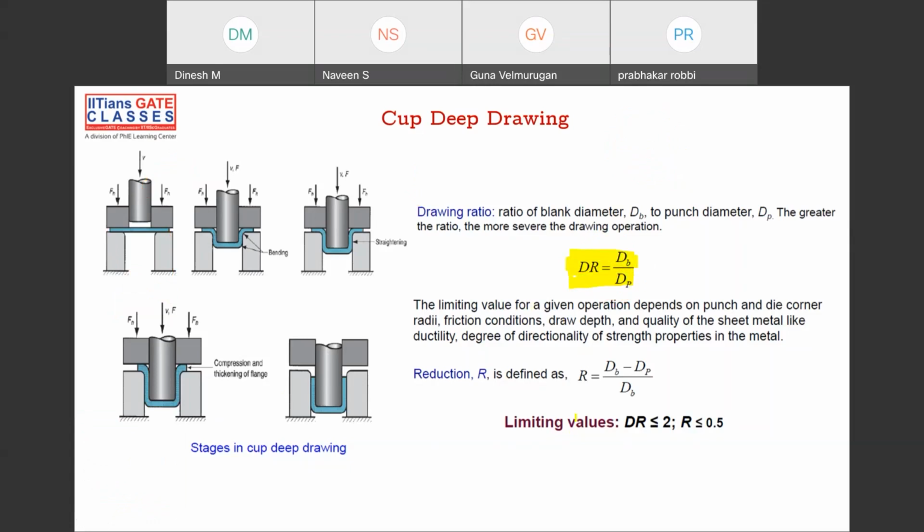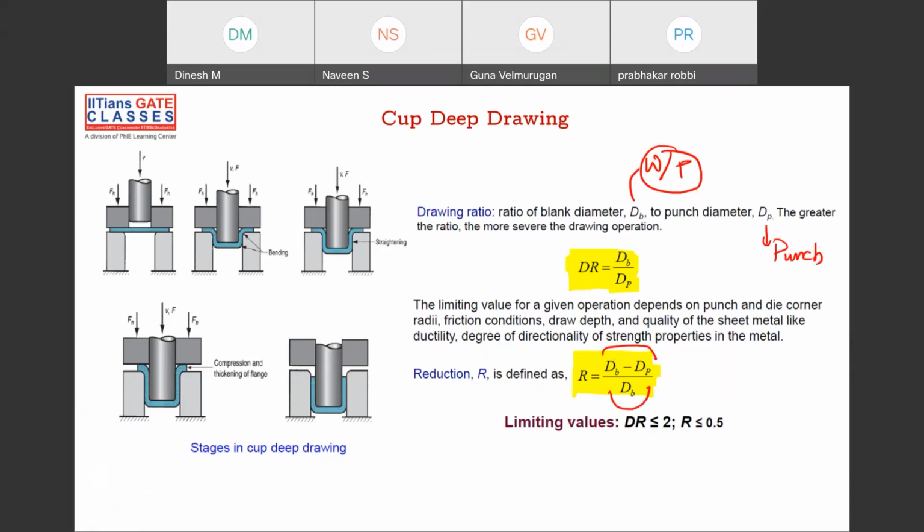There is another question that can be asked: what is the reduction? This is another formula. Reduction is the diameter of the blank minus the diameter of the punch, divided by the diameter of the blank. What is the blank? The blank is nothing but the workpiece, so please do not get confused here. It is the sheet that you want to draw into a cup. This is your punch.